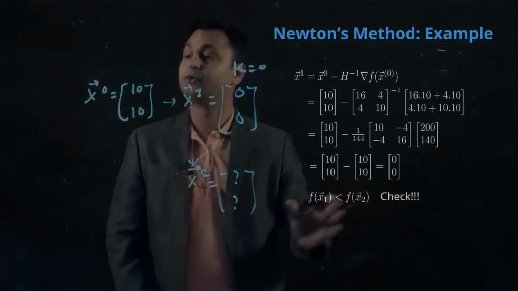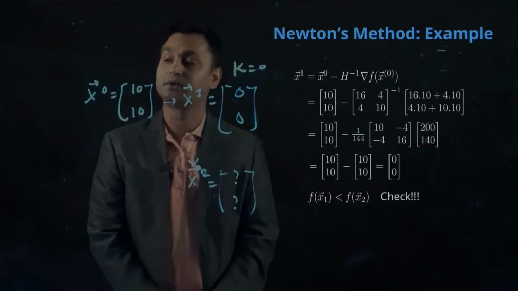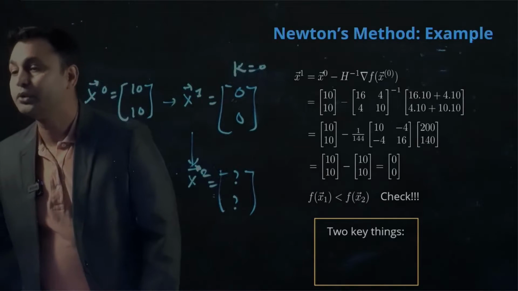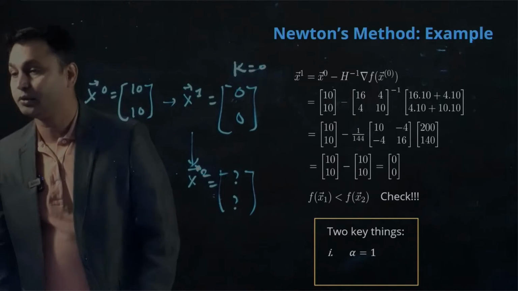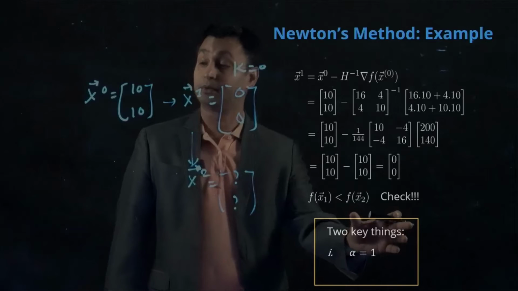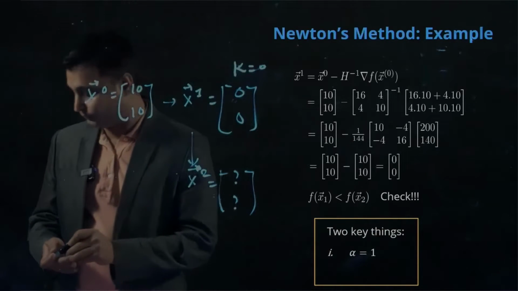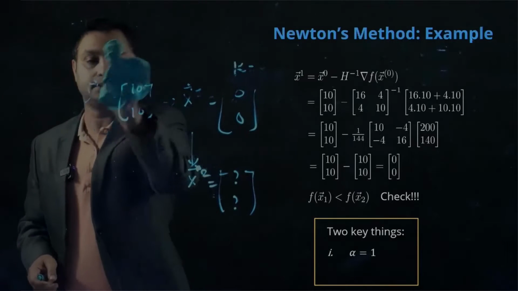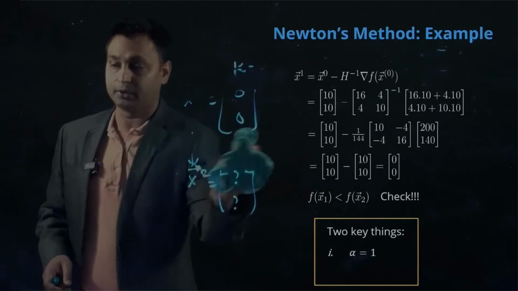And again, you can check whether fx1 is going to be less than fx2 or not, right? So you can do that. And the two key things that you need to remember: in Newton's method, alpha is kept 1, right? The step size is fixed as 1, and we do not play with other step size values. That's the Newton's method approach that is typically used.